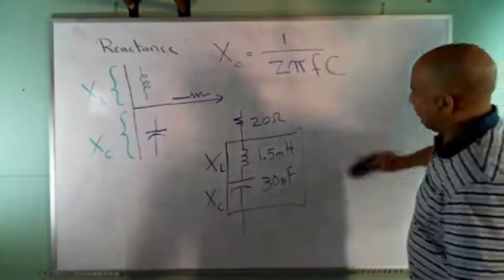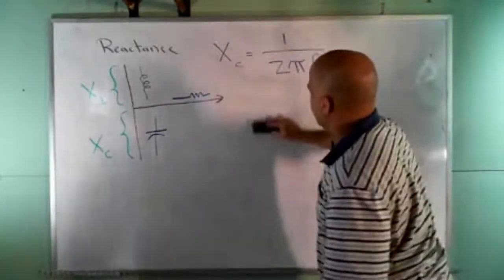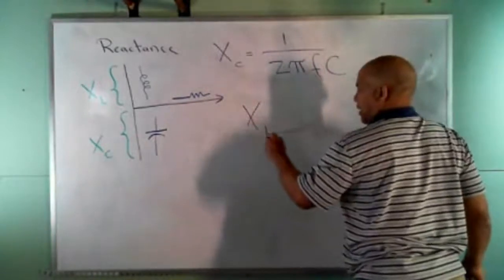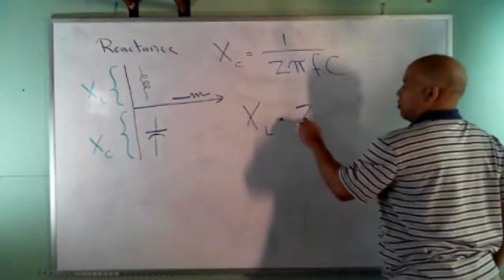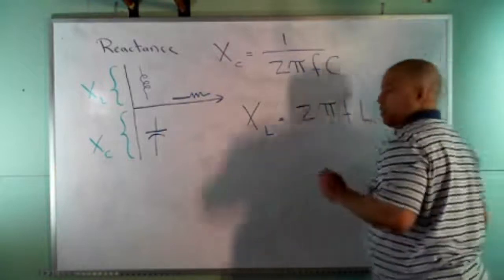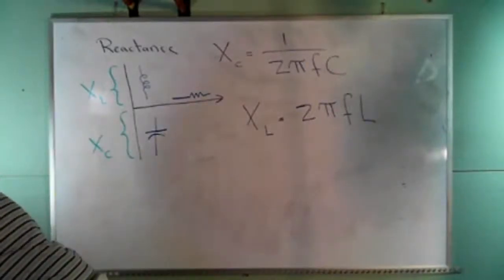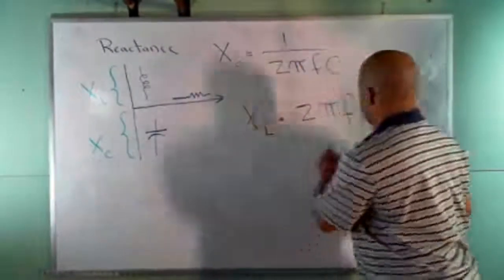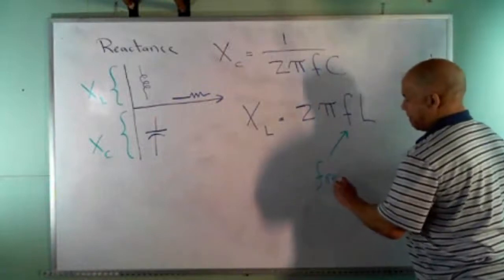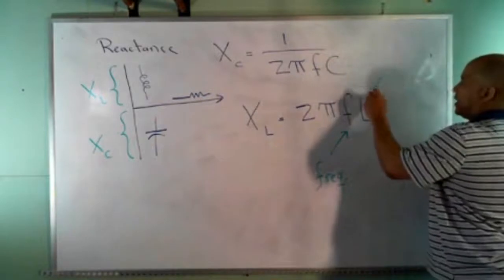So if I'm given the inductance and I want to convert it to ohms, XL is 2 pi FL, and I'll just define these as what you think they are though, where again, F is frequency, this is the frequency, and this new thing right here, that's inductance.